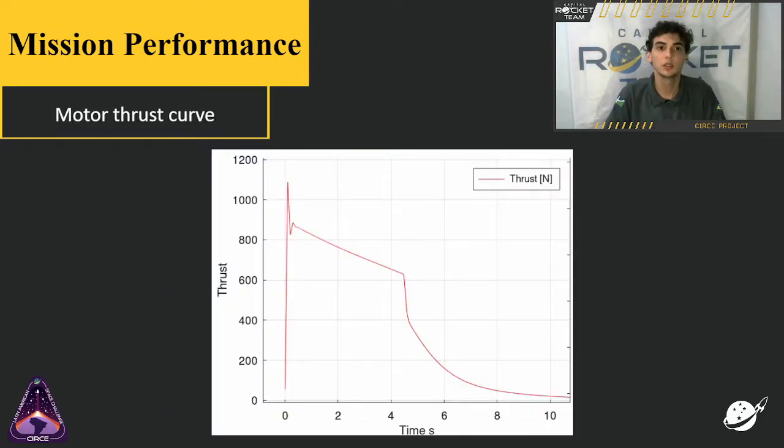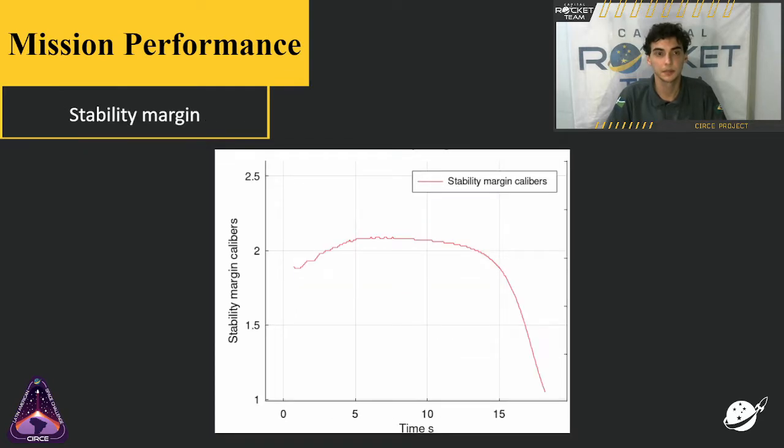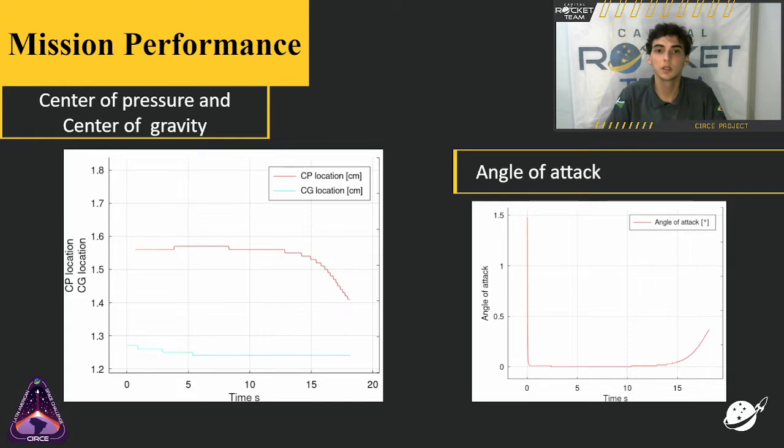And here you can see the model thrust curve. This data was obtained during the blowdown analysis, and this was the curve we use in all of our aerodynamic simulations. Here is presented the stability margin graph. As you can see, our rocket maintains stable during its main flight, which is ideal, and you can also see the center of pressure and center of gravity plots here, and the angle of attack.